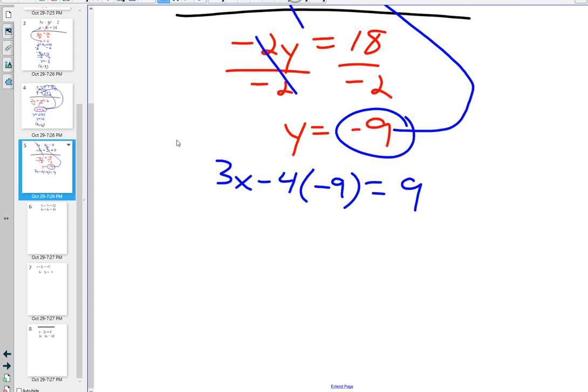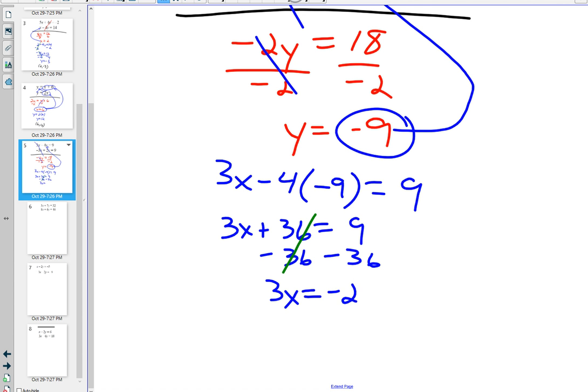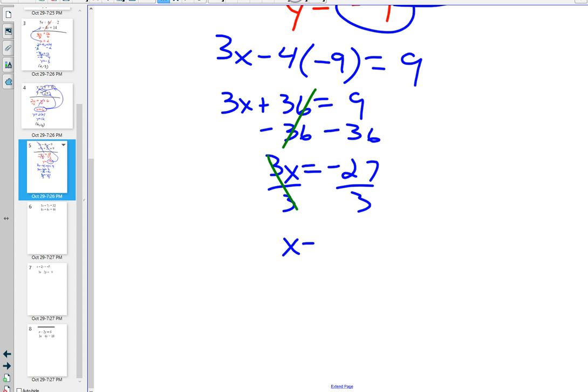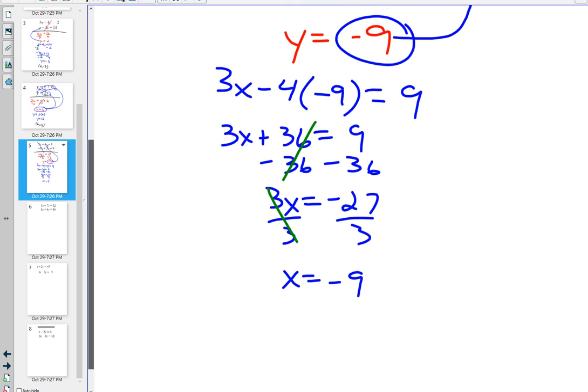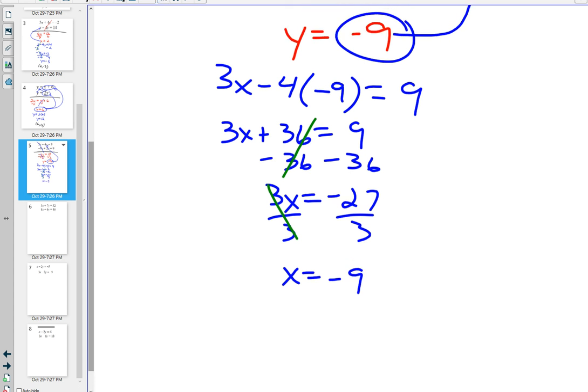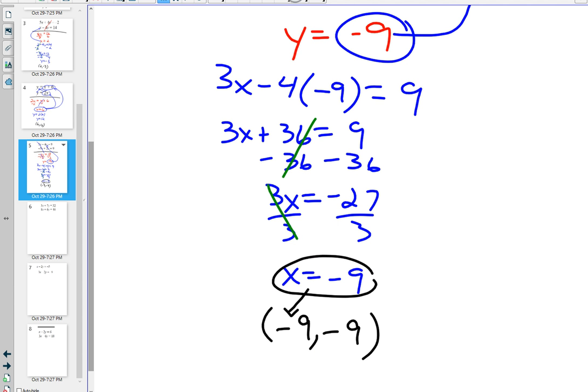When you substitute, how many variables do you see? Just one. So 3x plus 36 is equal to 9, minus 36, minus 36. 3x is equal to negative 27, divided by 3. Martha is happy because x is equal to negative 9. So now Georgiana, what's the ordered pair going to be? Yeah, they're both -9, but I want to make sure you understand that it's not because that's the order I solved it, because x has to come first. This -9 is technically bigger than this one.